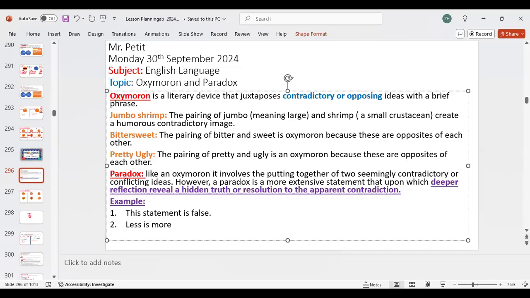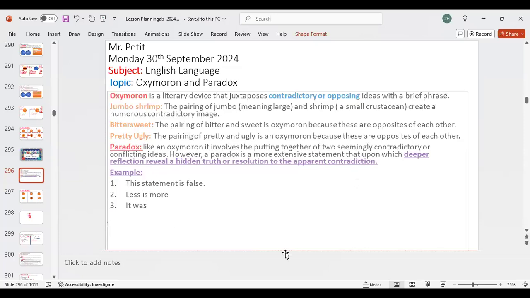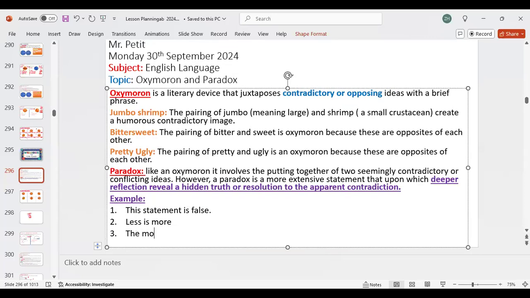Exactly. So it was, it true that the more you take, the less you get. Say it again. The more you take, the less you get. I like that. The more you take, the less you get. I want y'all to put your paradox inside the chat if you have one. The more you take, the less you get.